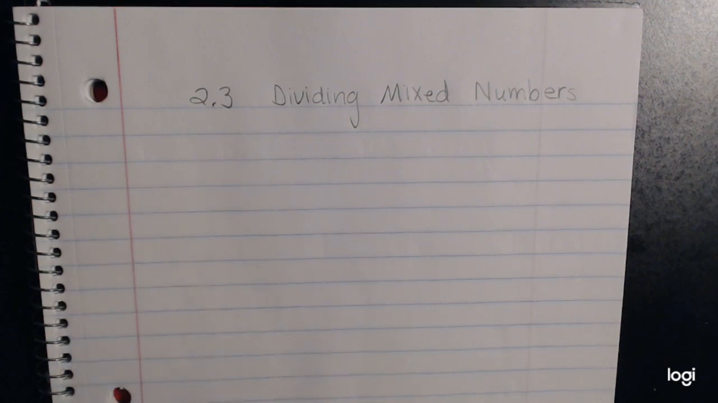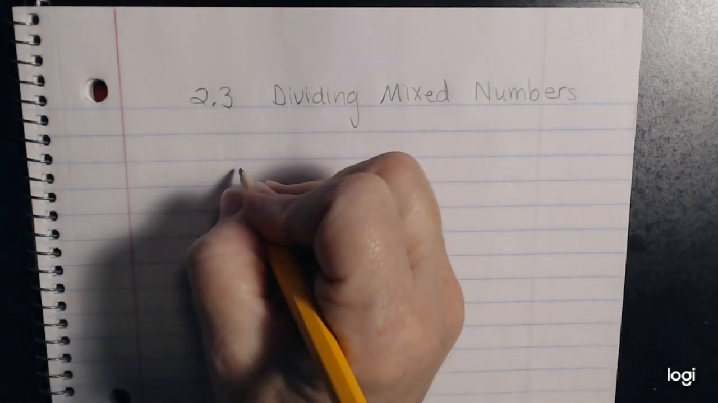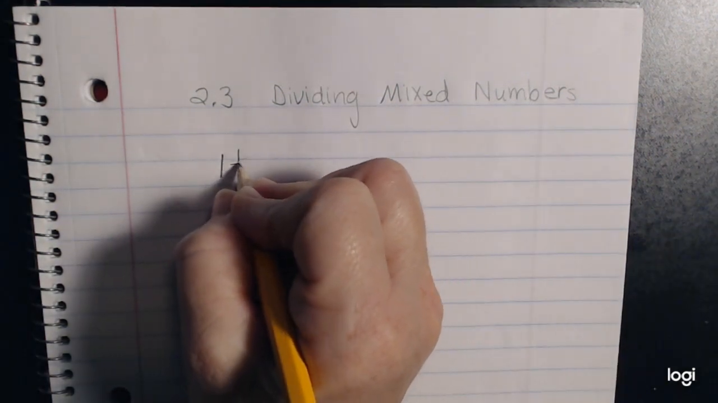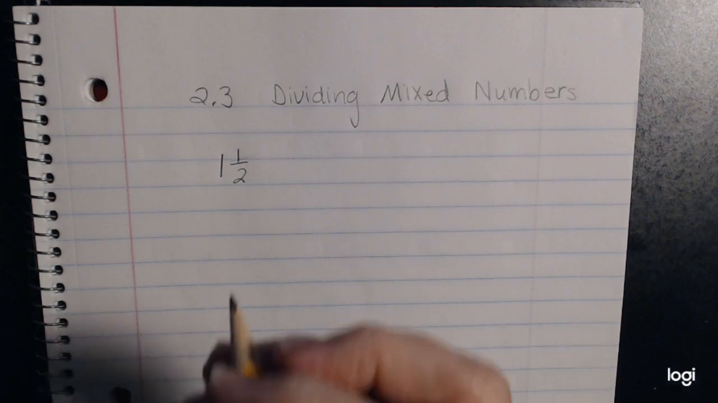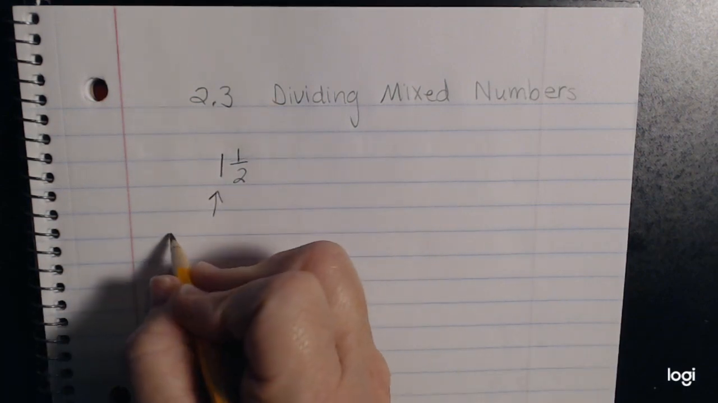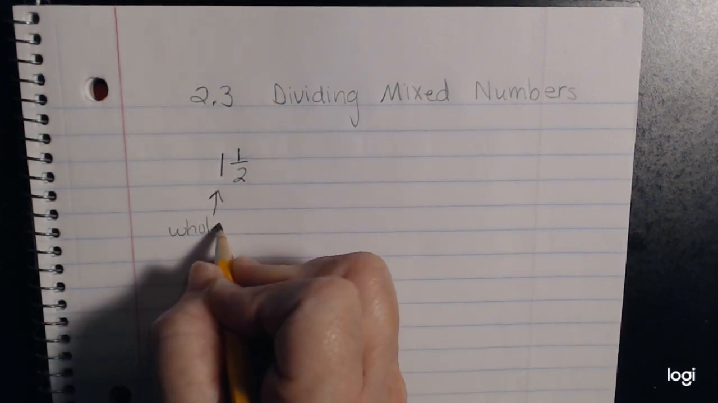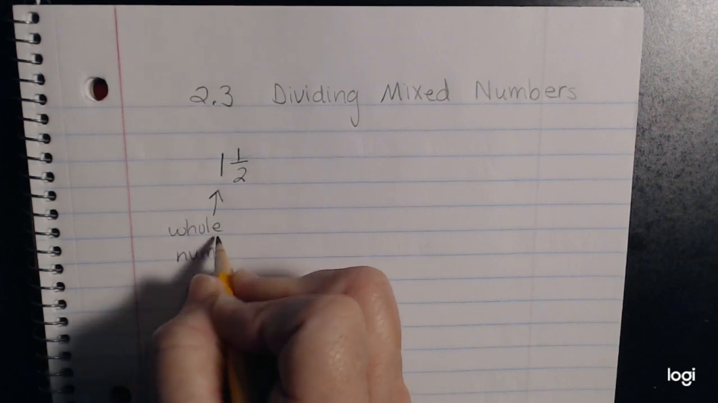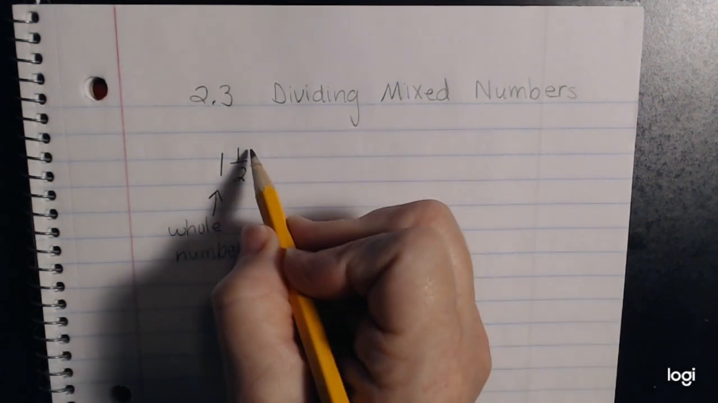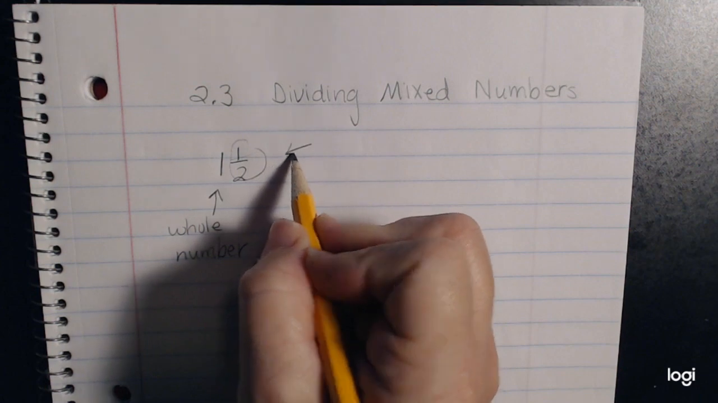Now we need to make sure we understand what a mixed number is. So for example, a mixed number would look something like this. And yes, please write this down. We have something that's called a whole number. And of course, right here, we have something that's called a fraction.